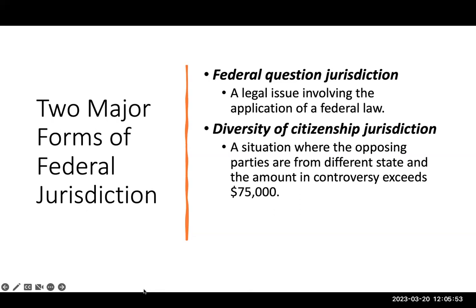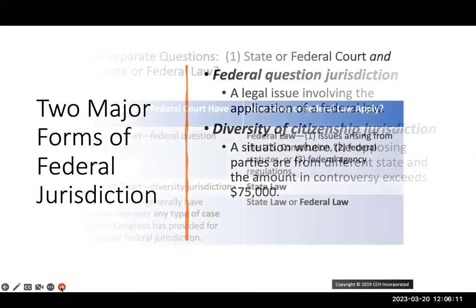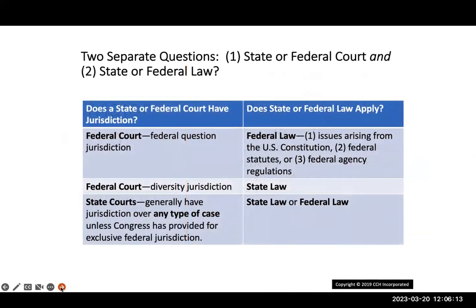The original idea behind diversity jurisdiction was that state court judges couldn't be trusted to protect the interests of citizens of different states. Again, as the textbook points out, this is kind of a dubious proposition, and the federal judges would love to get rid of diversity jurisdiction. Their dockets are very heavy, and they simply don't need these extra cases.